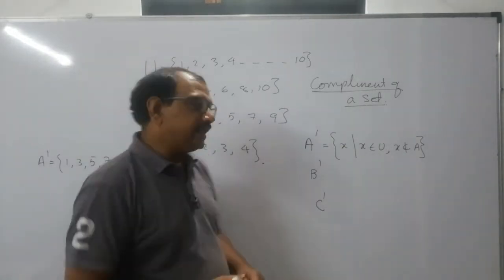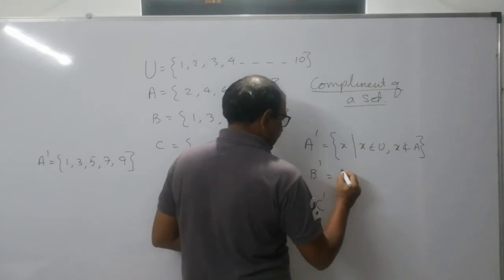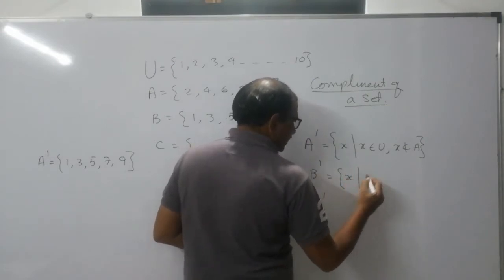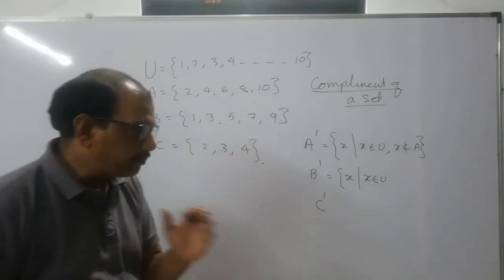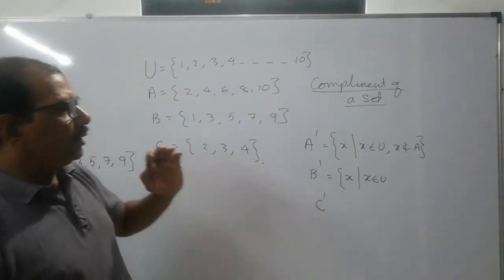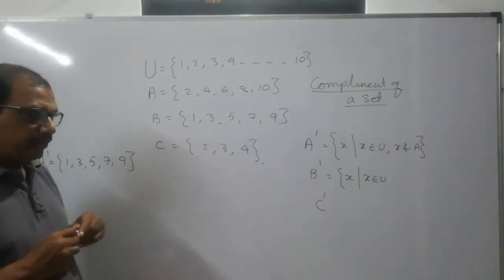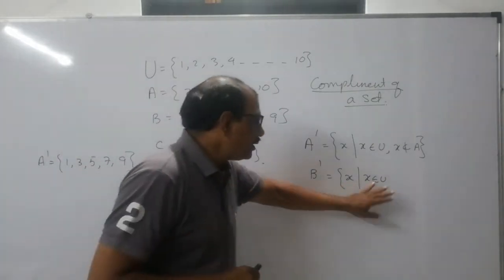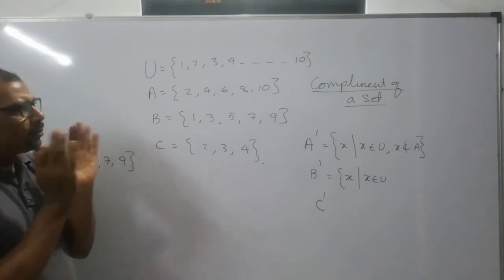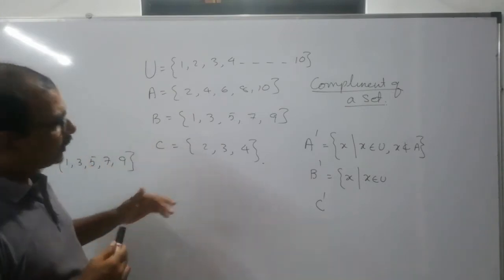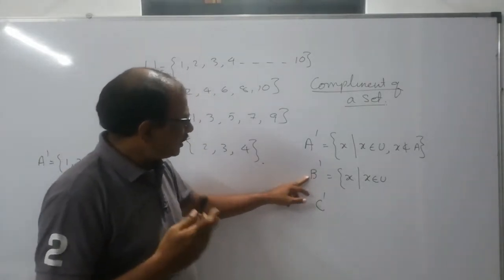B complement is a set of all x such that x belongs to u. Definition remains the same. X belongs to u. मतलब complement of a set में उसके जो elements रहेंगे they should belong to u. वो u के बाहर नहीं रहना चाहिए. They should belong to u, but not to that particular set which we are finding the complement of.